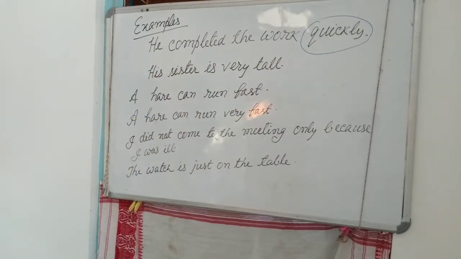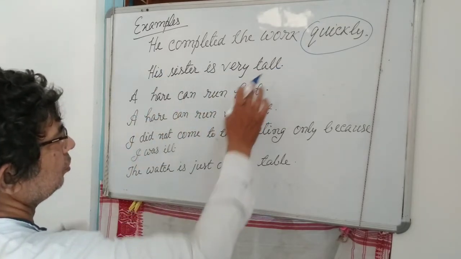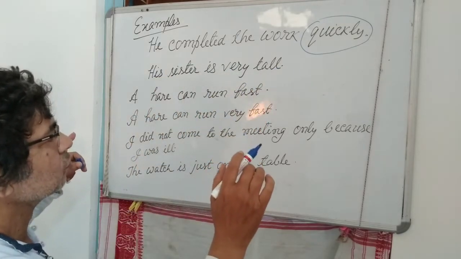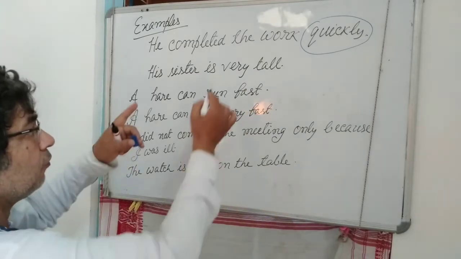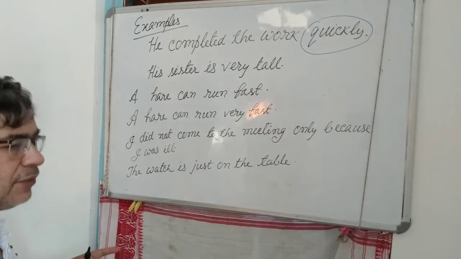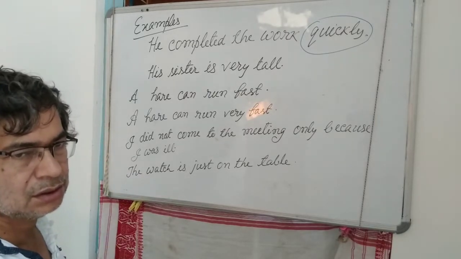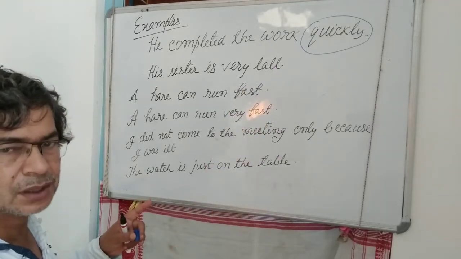Now come to the second sentence here. His sister is very tall. When we say his sister is tall, we know something, we get some meaning there. But when the word very is added to the adjective tall, we have new information. A new meaning is added to the adjective. She is very tall. She is exceptionally tall.